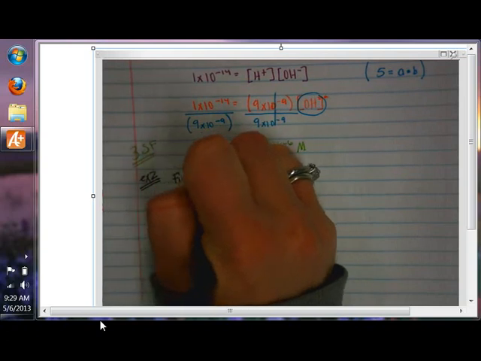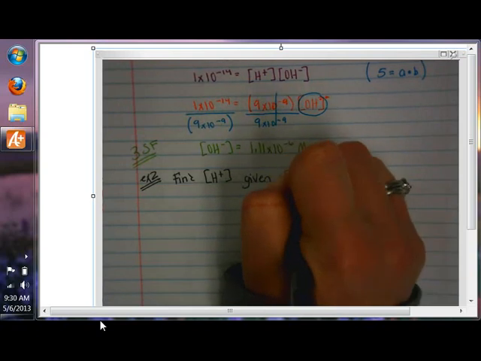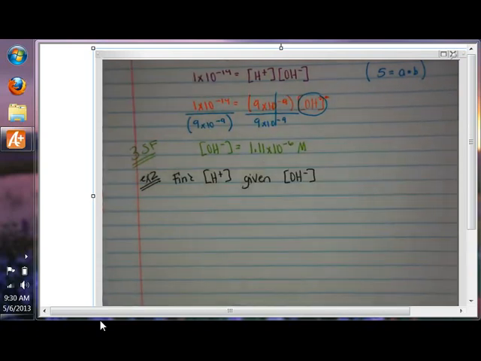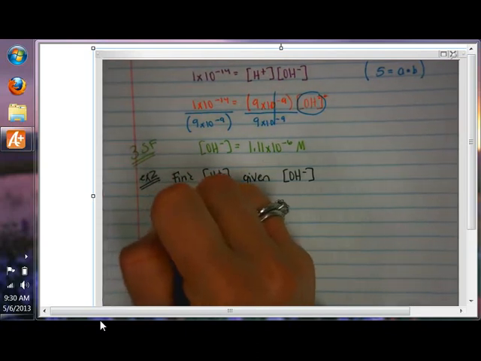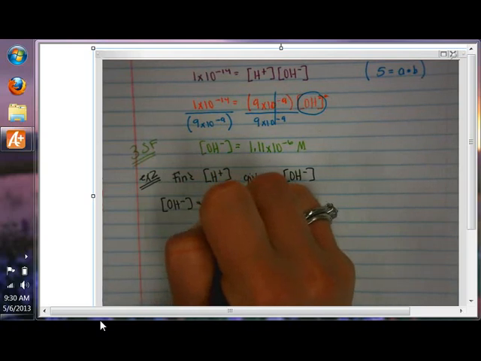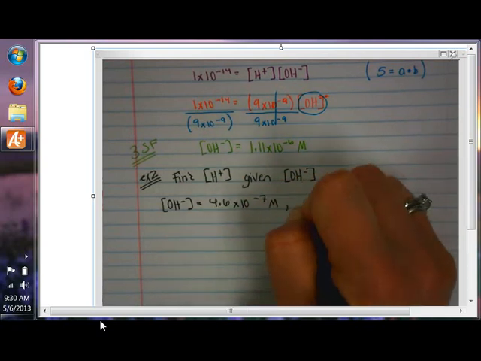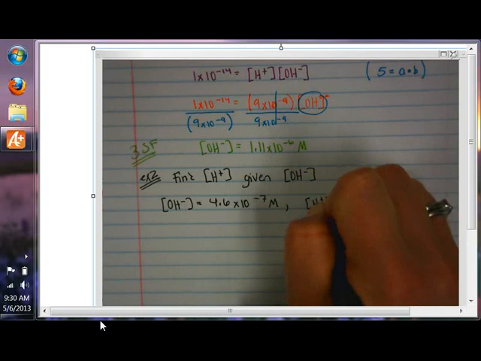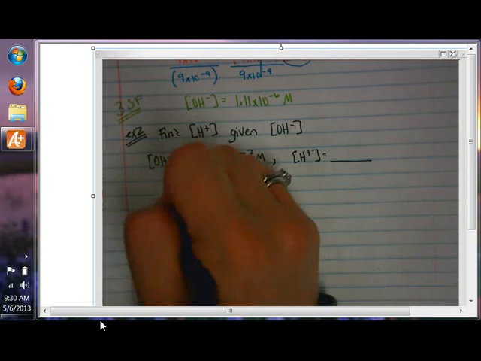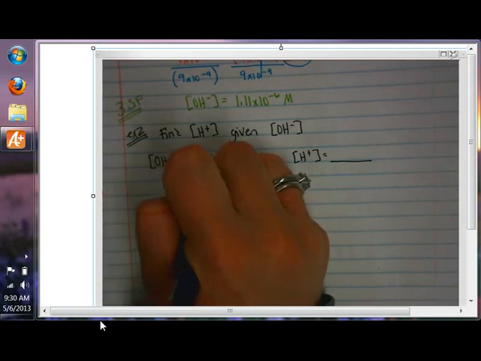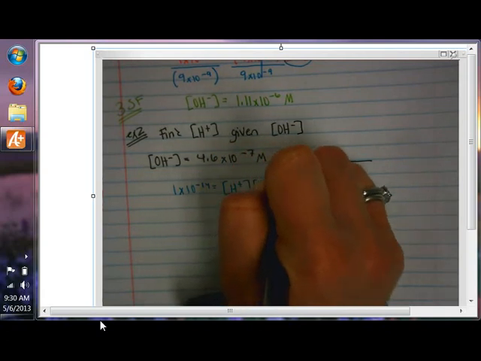And I'm going to say find the concentration of H plus given the concentration of OH minus. So I'm going to say that the concentration of OH minus equals 4.6 times 10 to the negative 7th molar, and the concentration of H plus equals, we don't know. Well, we've got this formula, and it is 1 times 10 to the negative 14th equals the concentration of hydrogen times the concentration of hydroxide.